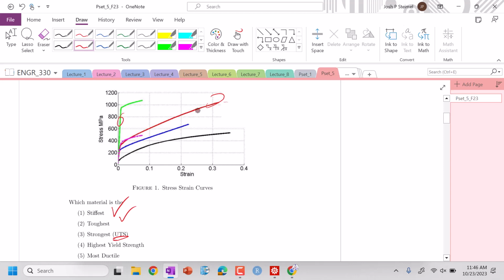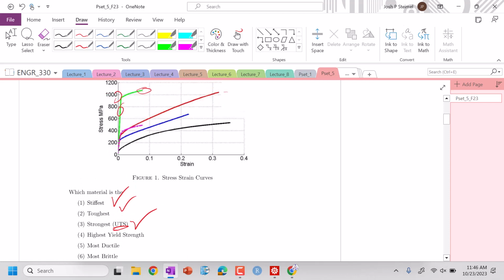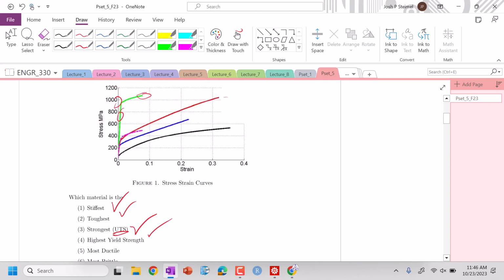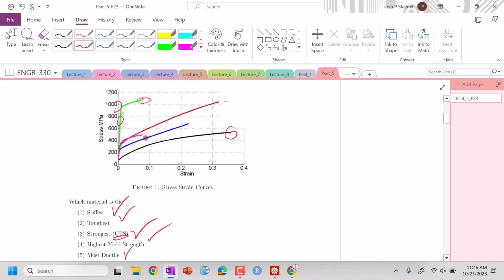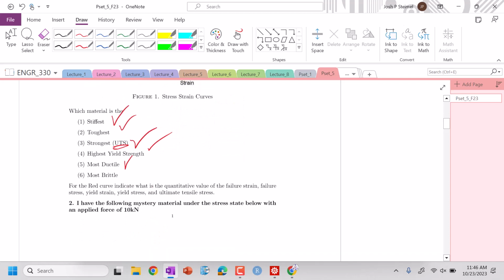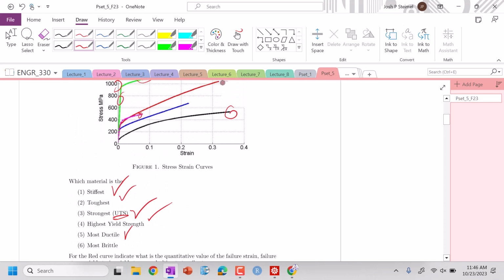That will also be, let's erase that here. I believe green just edges it out. So highest UTS, it also has the highest yield strength and the highest stress at failure. So good. Highest yield strength, green, just like you said. Most ductile, black. Most brittle, I think purple just edges it out there. Excellent. For the red curve, indicate what is the quantitative value of the strain at failure.